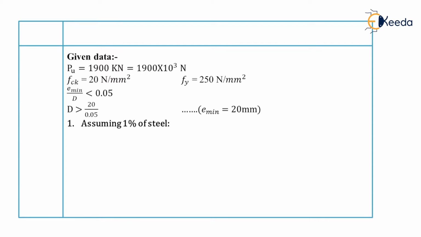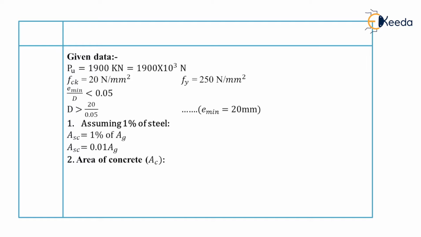Our first step is to find out the area of steel reinforcement, and we will assume 1% of steel. Therefore, Asc is equal to 1% of gross area. So 1% means 1 upon 100, which is equal to 0.01 of Ag. Now we are calculating all the values in terms of Ag, and then we will put them into the formula of factored load, that is Pu.